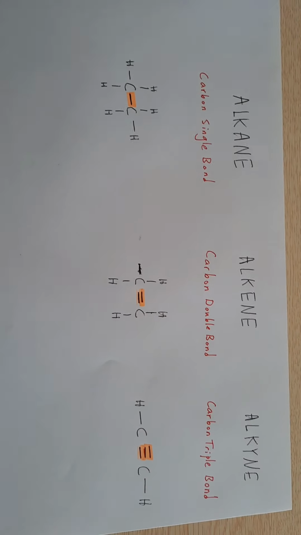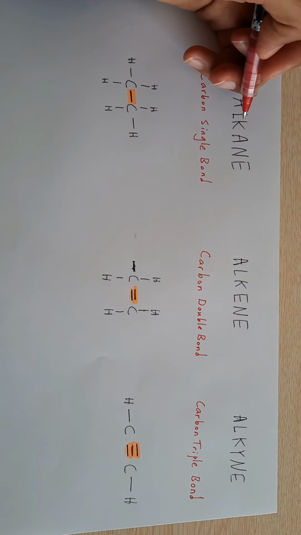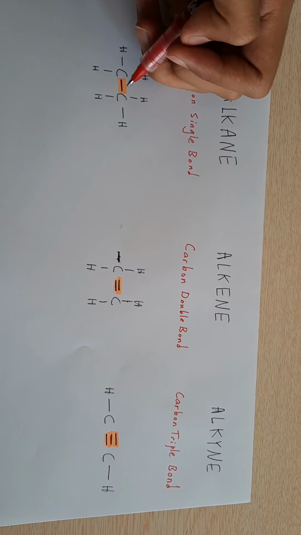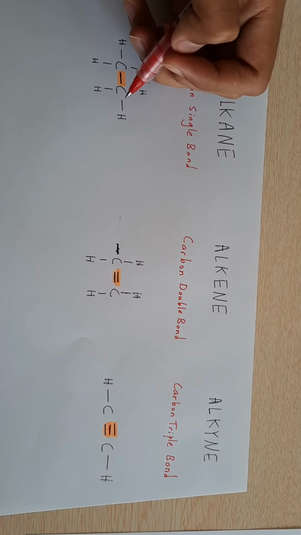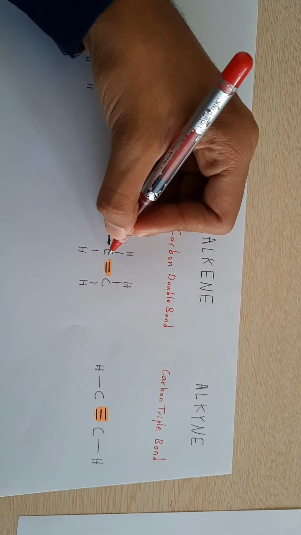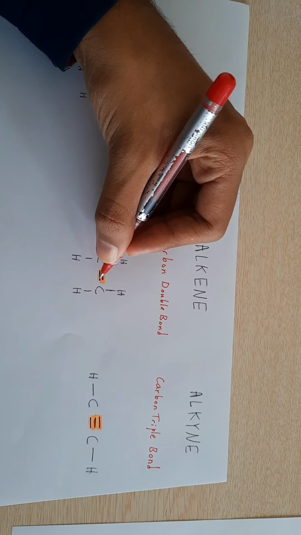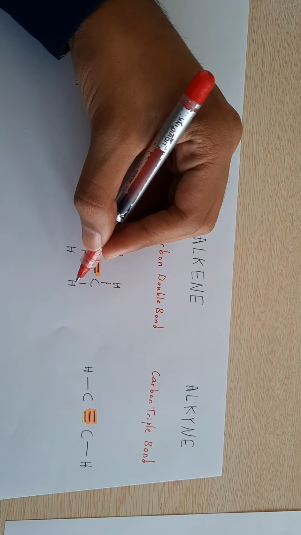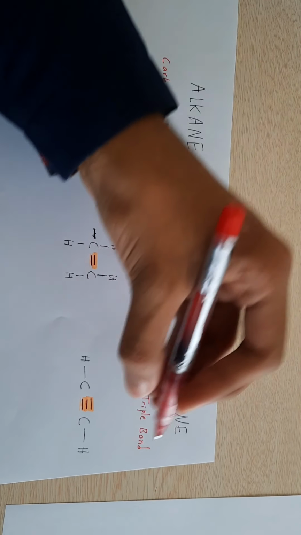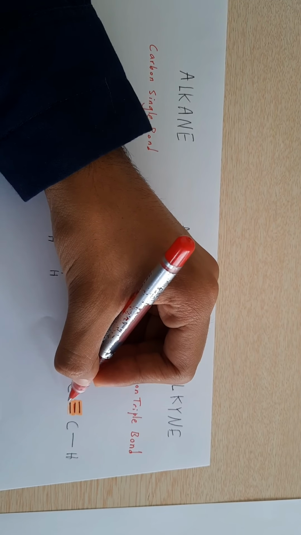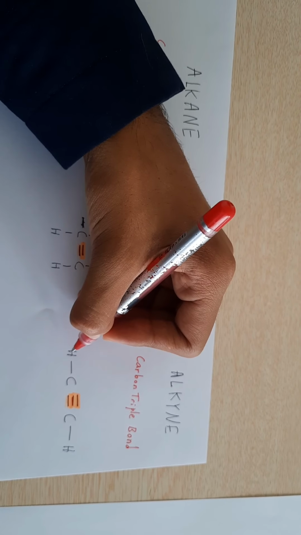Now let's revise. Alkanes have only single bonds, carbon-carbon single bonds, with 3 hydrogens attached to them for each carbon. And alkenes have a double bond, and each of them has 2 hydrogen atoms related to them. And alkynes have a triple bond, and there is only 1 hydrogen attached to it.